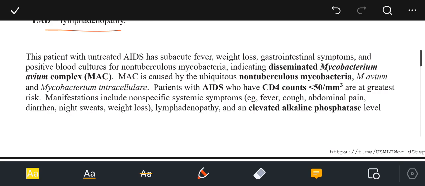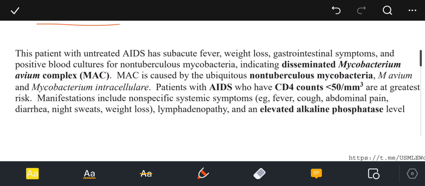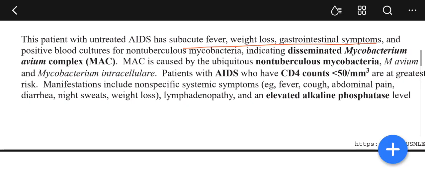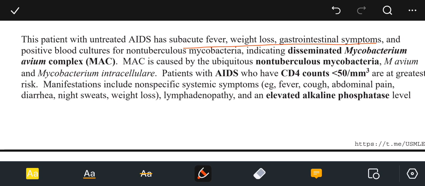The patient with untreated AIDS has subacute fever, weight loss, gastrointestinal symptoms, and positive blood cultures of non-tuberculous mycobacterium, indicating the disseminated Mycobacterium avium intracellulare complex. So this manifestation is very important: a patient of AIDS with subacute fever, weight loss, gastrointestinal symptoms, and positive blood culture for non-TB mycobacteria.